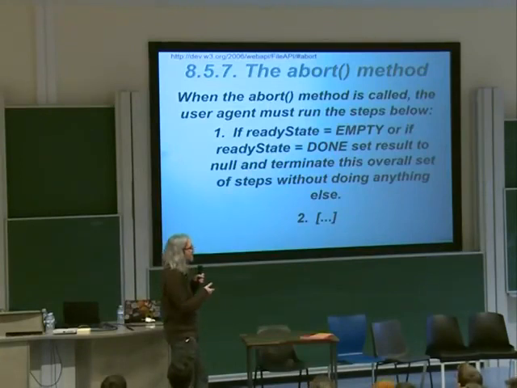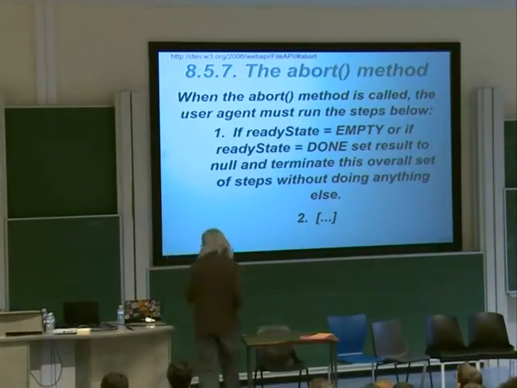Well, okay, ready state, it turns out here, if we follow the link that's in the spec, is actually set to empty when the file reader is first created, and we haven't done anything that will change ready state yet. So it's empty here, and this first step applies. And then it says, set result to null and terminate this overall set of steps. Okay, so that tells us that, well, it doesn't tell us that we have to throw an error. So clearly what Firefox is doing here is wrong, and what the other browsers are doing is right.